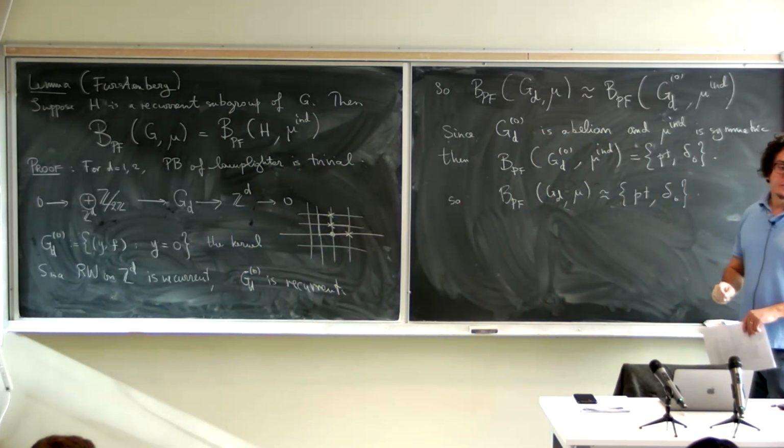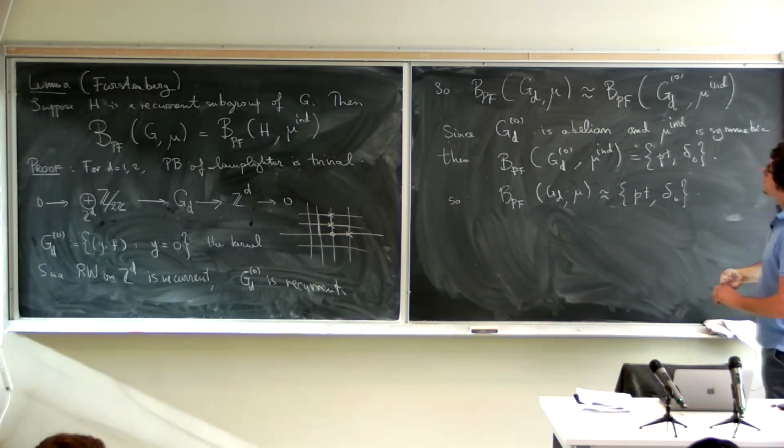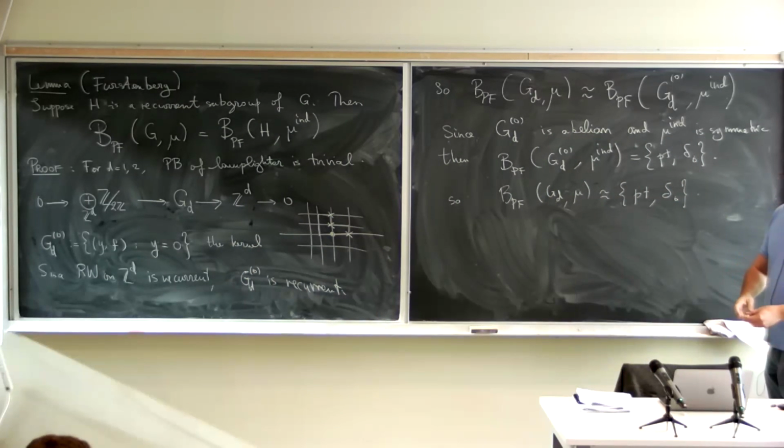Why is the Poisson boundary trivial? Oh yeah, I think we actually proved it. For any measure on an abelian group, it doesn't matter whether it's finitely supported or anything. Actually, I think the proof that we saw in fact proves it in general. So you don't need the finite support for that.